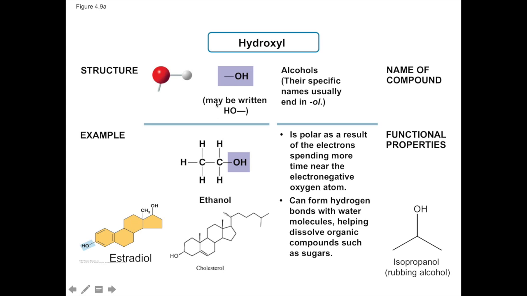So hydroxyl groups make compounds, or at least the area near those functional groups, polar, because again, you've got oxygen, which is pulling electrons towards it and away from other atoms. So they can also form hydrogen bonds.